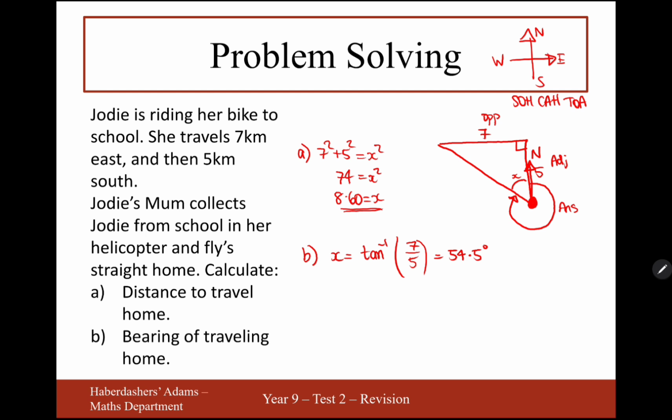The bearing is, if you start from the north line and you go clockwise around until you get to the line you want to travel on. And in this case, I'm going to need to do 360 minus 54.5. So 360 minus answer, and I get 306 degrees to 3 significant figures. Okay, so there we are. That's the answer to this bearings question here.